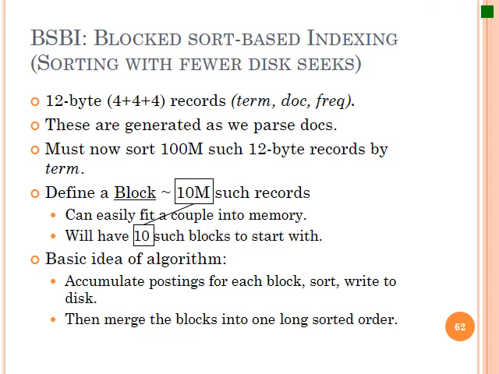So we define the idea of blocks, which is roughly equal to 10 million such records. So we divide our 100 million into blocks, basically 10 blocks. The basic idea is that you accumulate the postings for each block, sort and write to disk, and then you merge the blocks into one long sorted order.